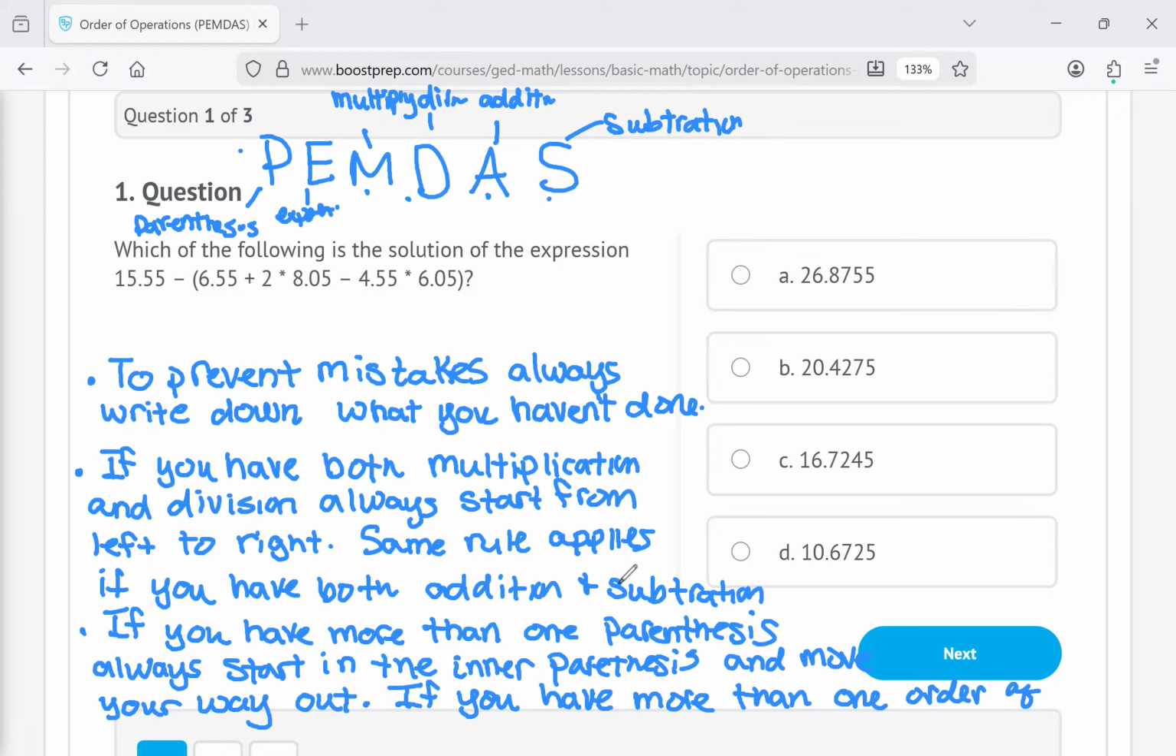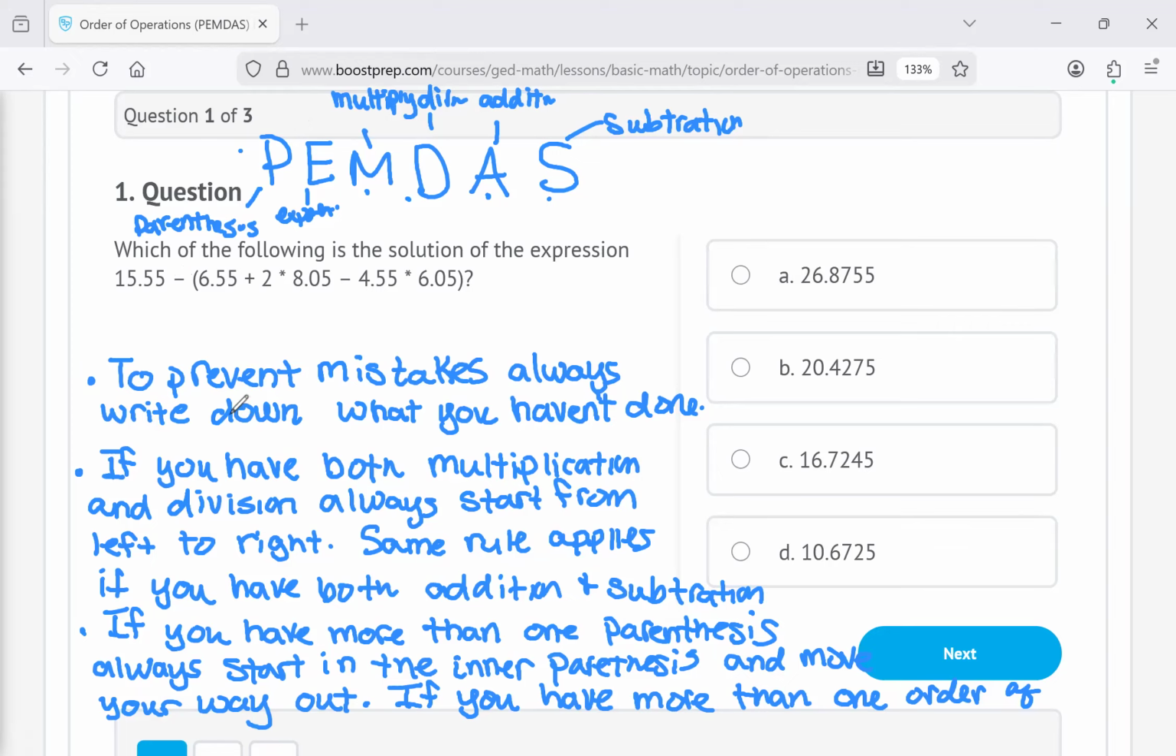Okay, just three rules, so let me go over them. In PEMDAS order of operation, P stands for parentheses, E for exponents, M for multiplication, D for division, A for addition, S for subtraction. To prevent mistakes, always write down what you haven't done. Don't do it all at once; write the things you haven't done.